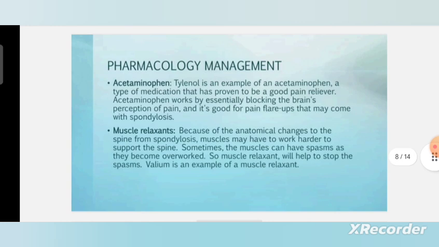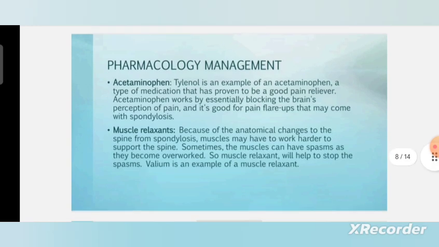Next is the pharmacological management, in which first is acetaminophen. The most common acetaminophen used is Tylenol. It is a type of medication that is proven to be a good pain reliever, and acetaminophen works by essentially blocking the brain's perception of the pain, and it is good for pain flare-ups that may come with spondylosis.